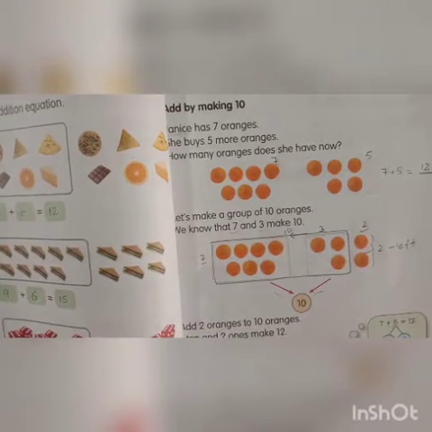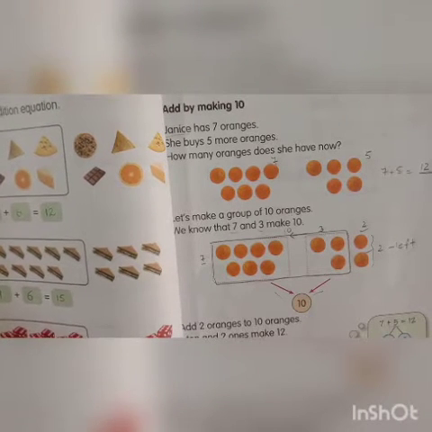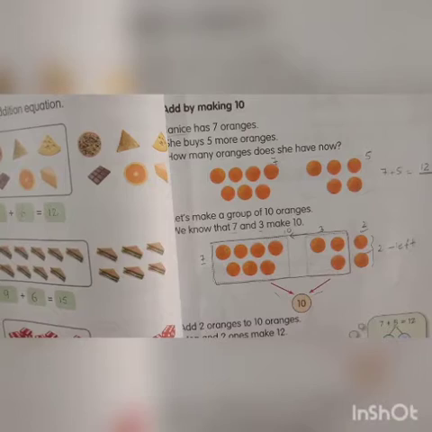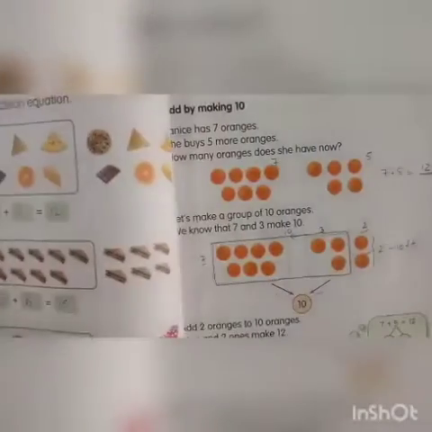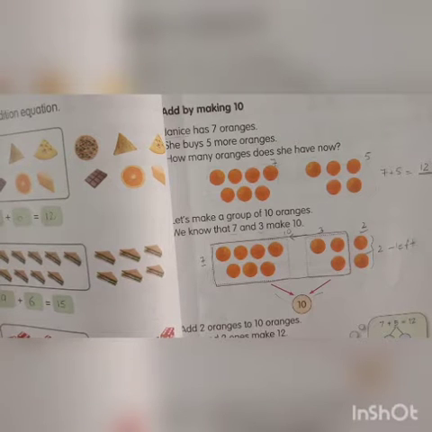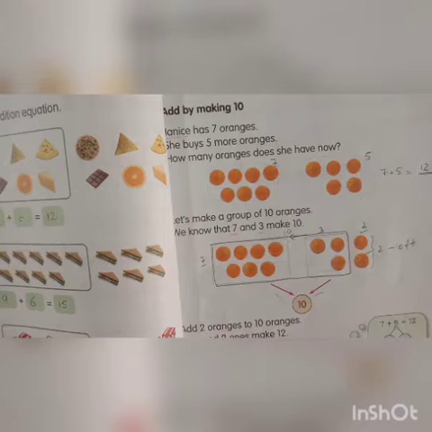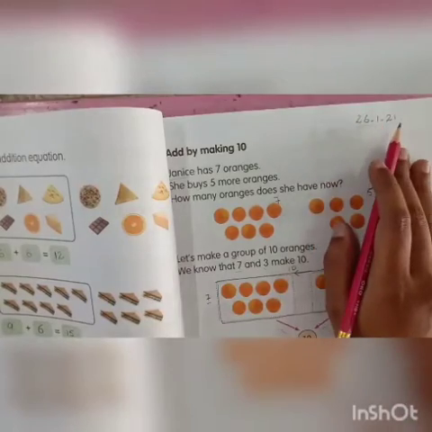Level 1, as you all know, we have started our new chapter of second quarterly test. Today we are going to continue our chapter, that is addition and subtraction within 20. Take out your mathematics targeting book and open page number 101. After opening the page, first of all write today's date, that is 26/1/21.